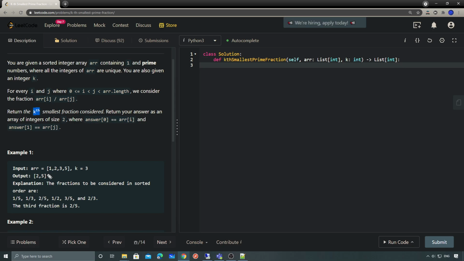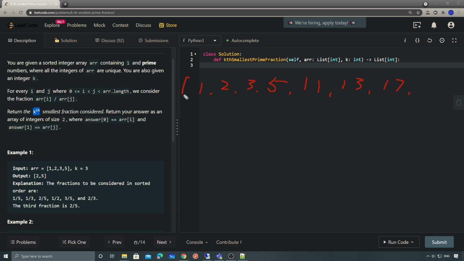So for this problem, can we convert it into that sorted lists problem? The answer is yes. Let's say we have 1, 2, 3, 5, 11, and then 13. What's the next one? 17, I guess.